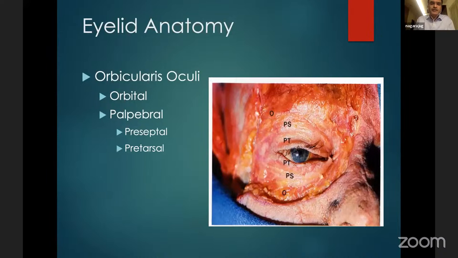So briefly, I'll not be going into the detailed anatomy. Basically, we should know that the orbicularis oculi has three main parts. The part which is there in the lid is the pretarsal part. You see, this is the pretarsal part close to the lid margin all around. And this is the preseptal part. And of course, you've got the orbital part of the orbicularis oculi muscle. This is one of the protractors of the eyelids.